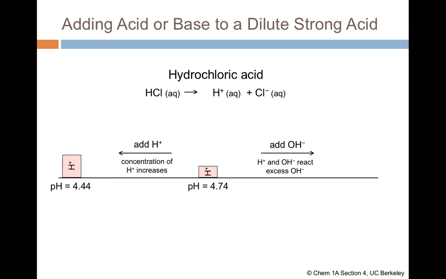added. If you add hydroxide, that's going to react away the H+ in your dilute solution very quickly, even if you add a small amount of hydroxide. There will be some left over. And when you have excess hydroxide, the pH of your solution is greater than 7, in this case 9.26. And that change from 4.74 to 9.26 is huge. That is not an effective buffer.